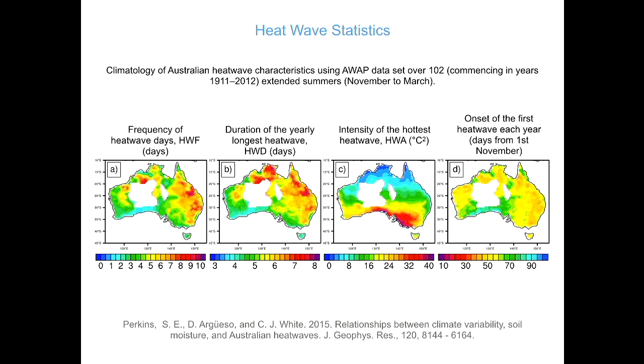And onset from the 1st of November, well, what's Christmas? That's sort of 60 days past the 1st of November. So here we're talking about sort of early January onset. That's what we would have guessed, right?